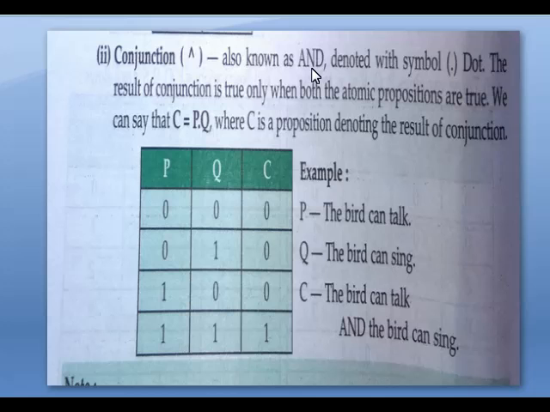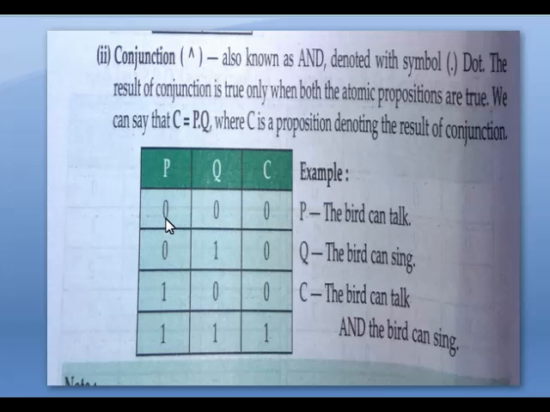The result of conjunction is true only when both the atomic propositions are true. If there are two statements, and both statements are true, then only we will get the output as true. Otherwise, if any one proposition is false, the statement is false. We can say that C equals P dot Q, where C is the proposition denoting the result of conjunction. If any one statement is false, the answer is false.